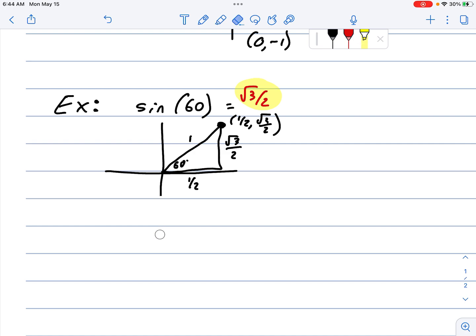Okay, I did that a little fast. We can always slow down the video. If I were to ask you the same question, cosine of 60, I'd have the exact same picture, except I'd say it's cosine comma sine. So cosine of 60 is 1/2.